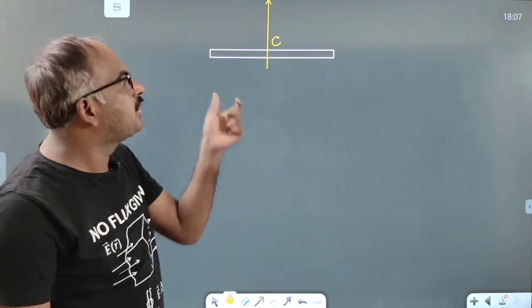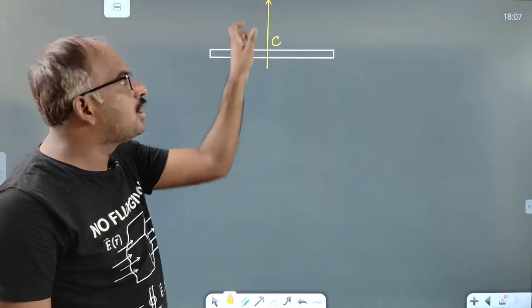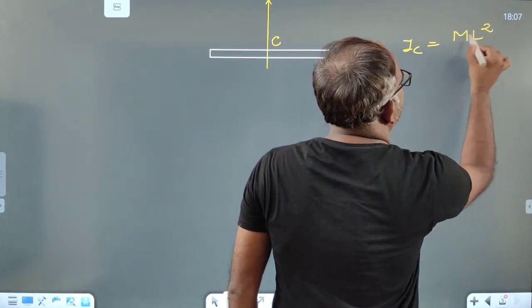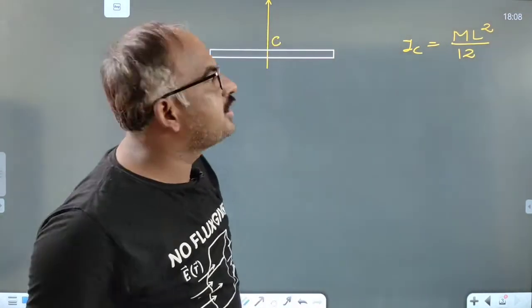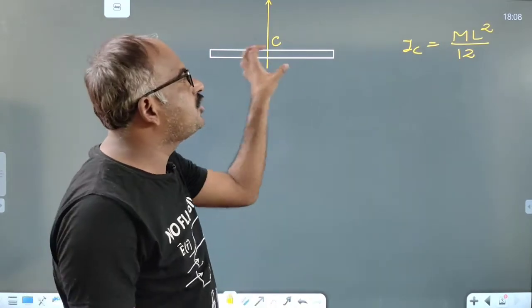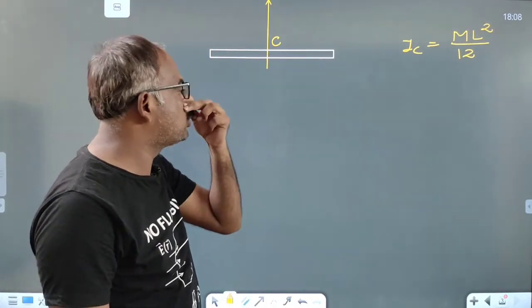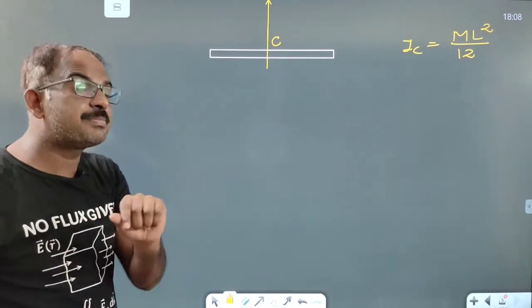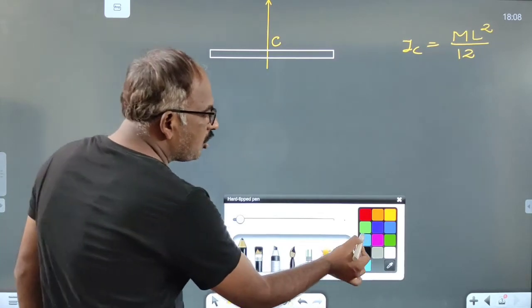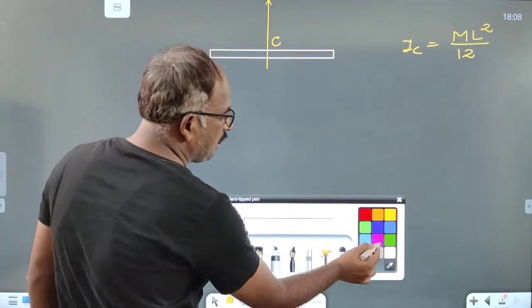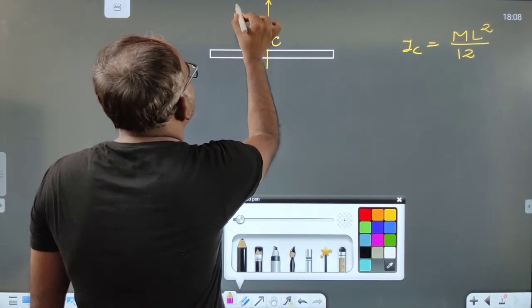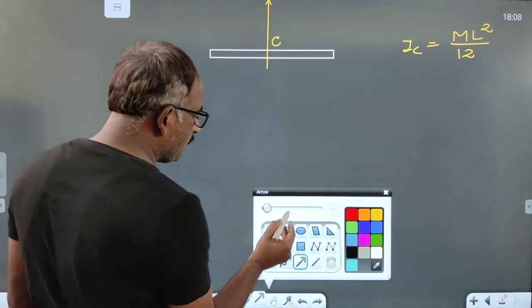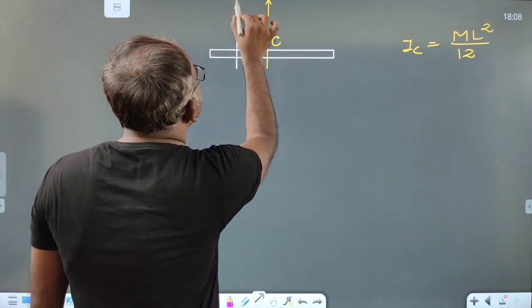आपल्याला काय दिलेलं असेल प्रश्नामध्ये, M.I. of the thin uniform rod about an axis passing through its center and perpendicular to its length is M L square by 12, where M is the mass of the thin uniform rod and L is the length of the thin uniform rod. एक थिन युनिफॉर्म रॉड आपल्याला दिलेला आहे, एक ॲक्सिस जो त्याच्या सेंटरमधून पास होतो. आता आपला प्रश्न काय असेल पहा, what will be the M.I. of the thin uniform rod about an axis passing midway between the edge of the rod and the center of the rod.